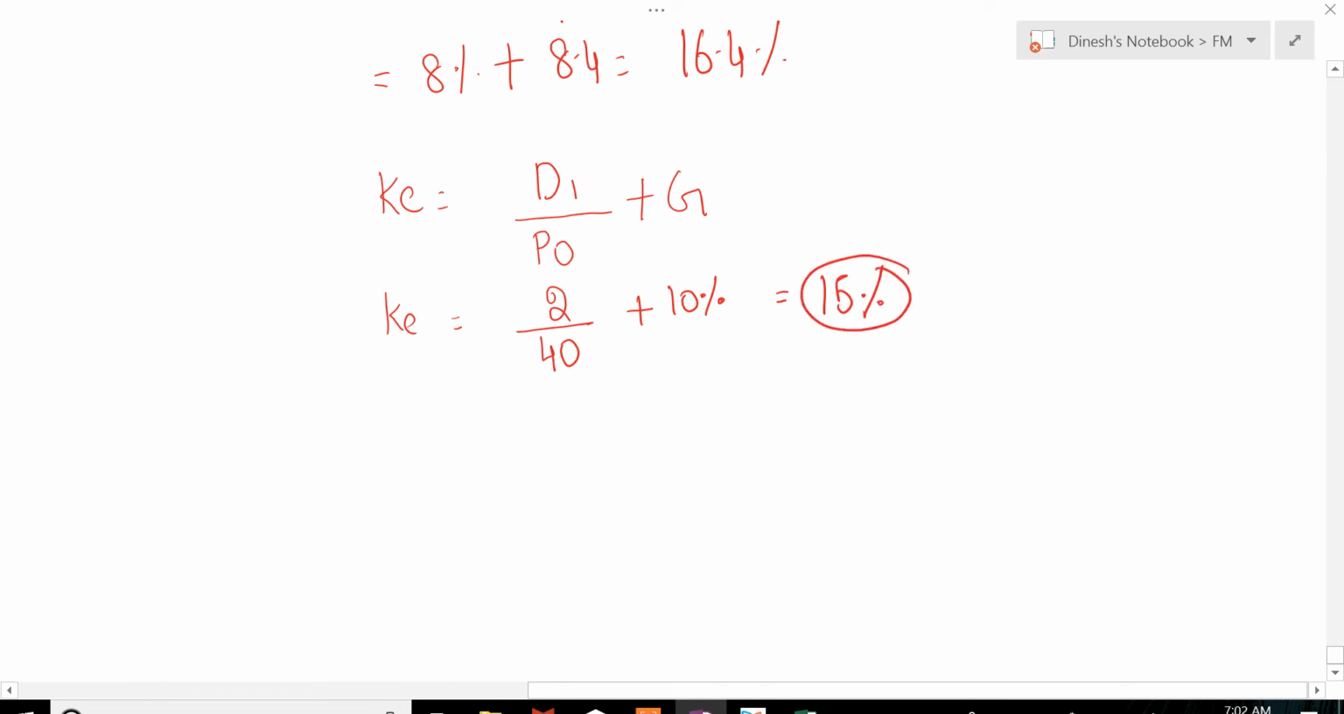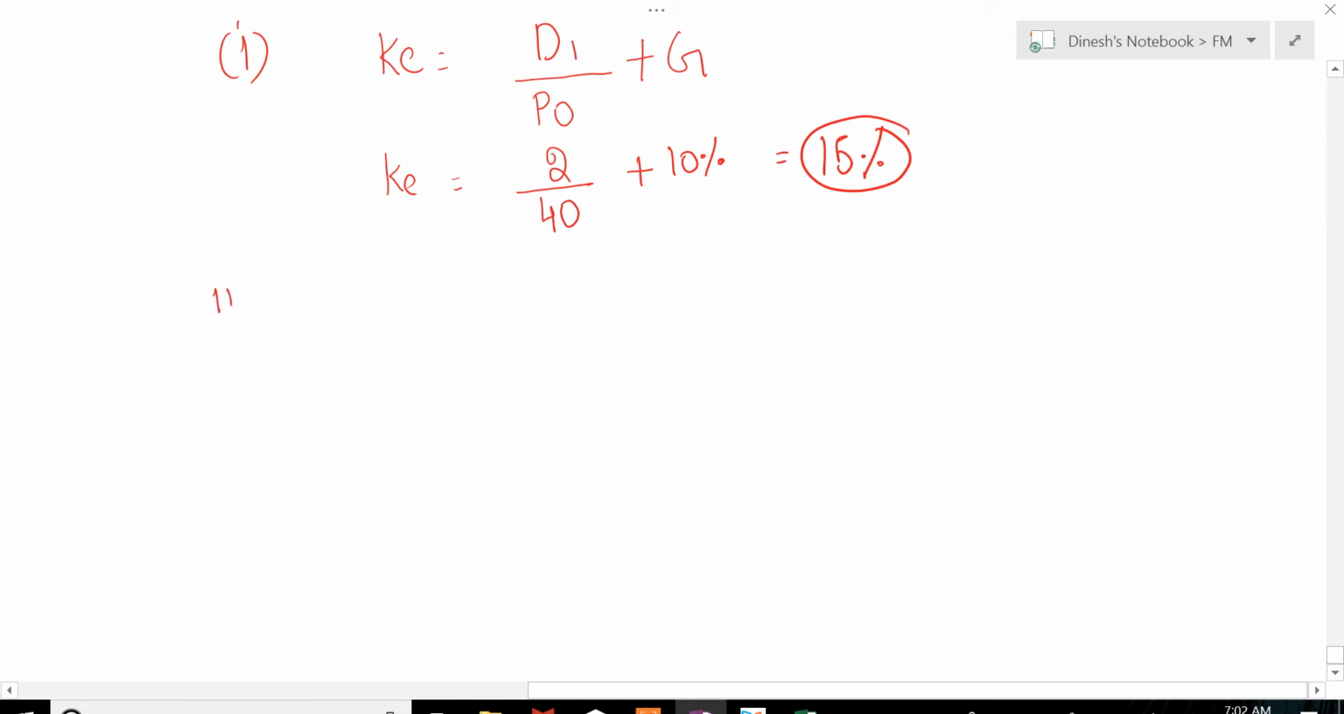Any doubts on 15%? This is for part 1 of the question. Again I am going to repeat it for part 2 of the question. Same formula, we are going to use the same formula, right? KE equals D1 by P0 plus growth rate.